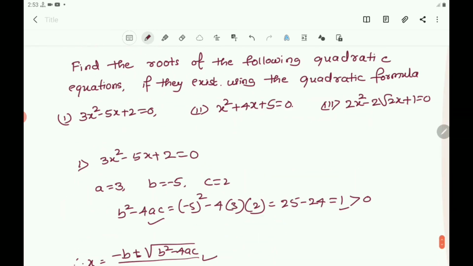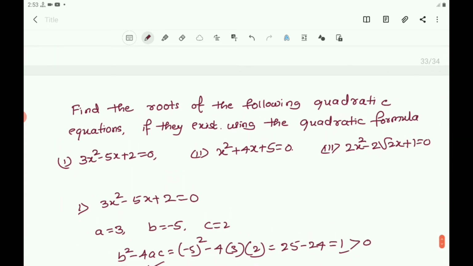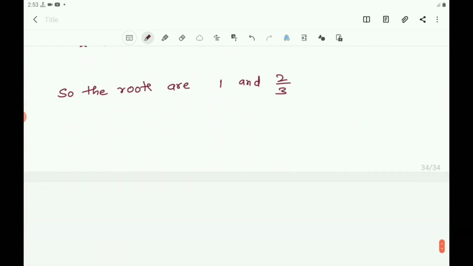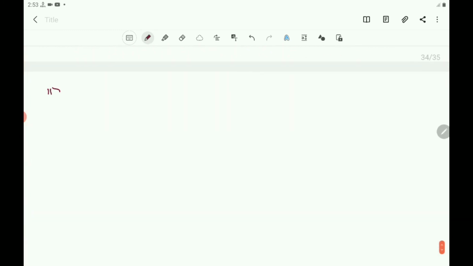Now you take the second one, x square plus 4x plus 5 equals 0. Now it is in the form of ax square plus bx plus c equals 0, which is the standard form. Now you find the value of a. A value is 1 because x square means 1x square, and b value is 4, the coefficient of x, and c value is 5. A equals 1, b equals 4, c equals 5.